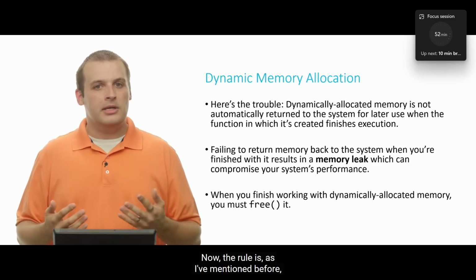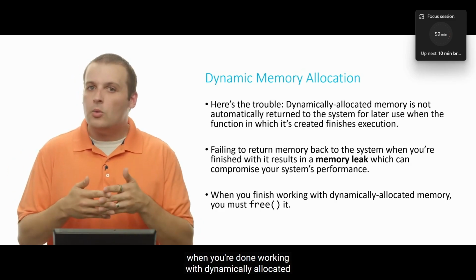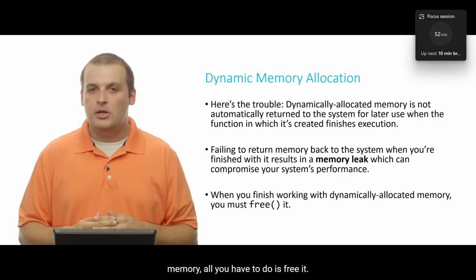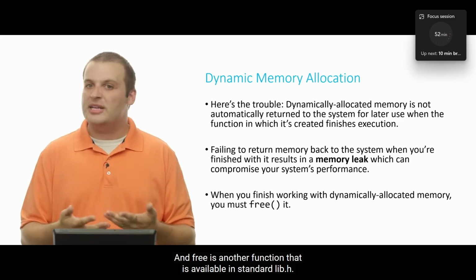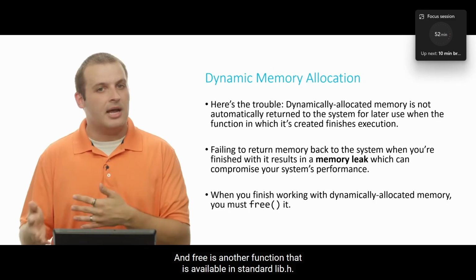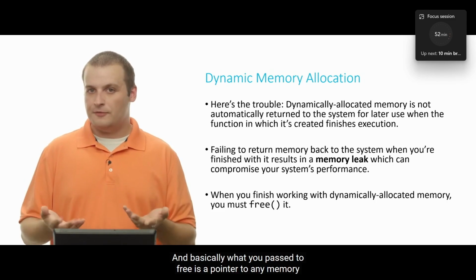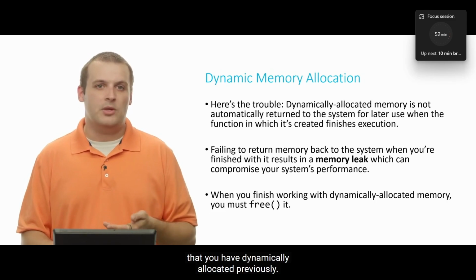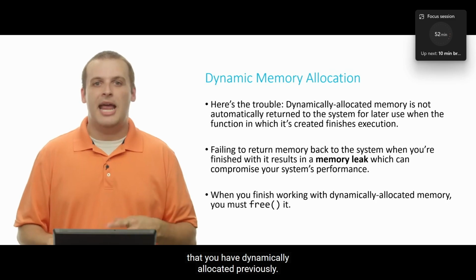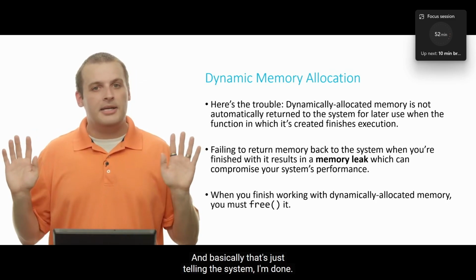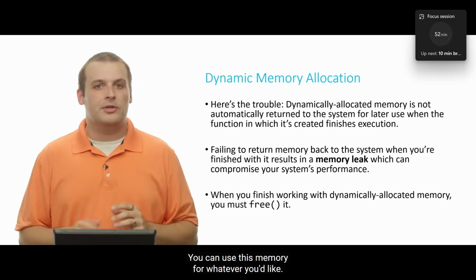Now the rule is, as I mentioned before, when you're done working with dynamically allocated memory, all you have to do is free it. And free is another function that is available in stdlib.h. And basically what you pass to free is a pointer to any memory that you have dynamically allocated previously. And basically that's just telling the system, I'm done, you can use this memory for whatever you'd like.